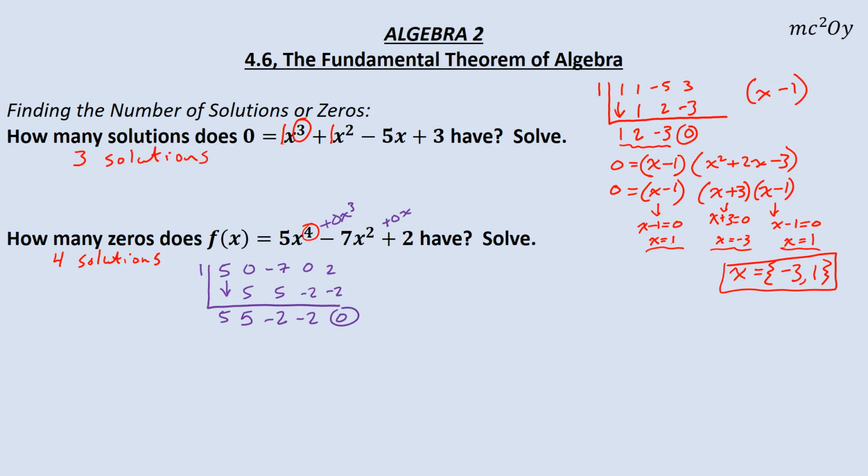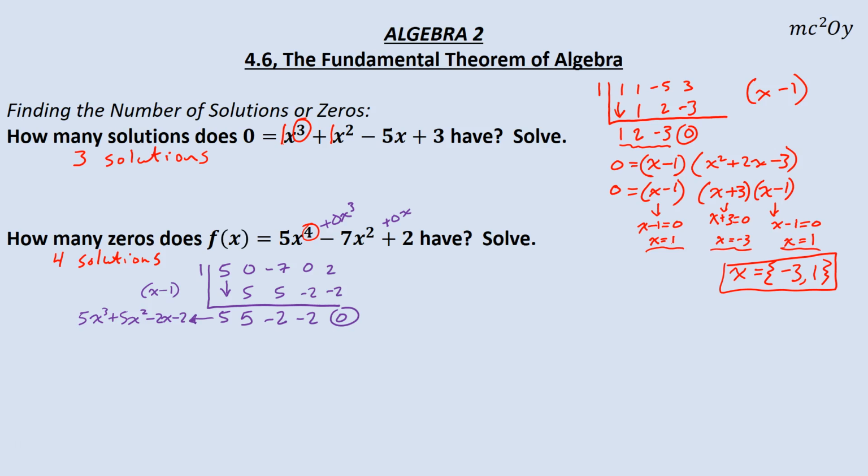All right. So what that means is that this binomial with x is represented by x minus 1. x minus 1 goes into this. This is represented by 5x cubed, excuse me, because there's x to the 4th, plus 5x squared minus 2x minus 2. That's what this line of numbers represents.